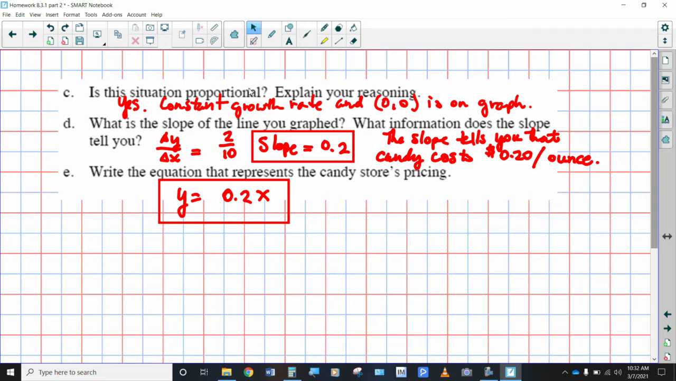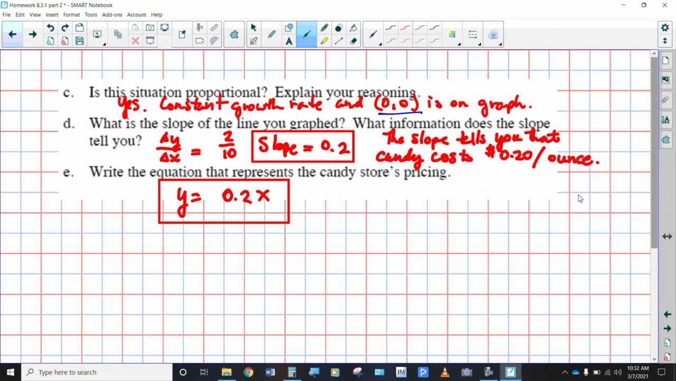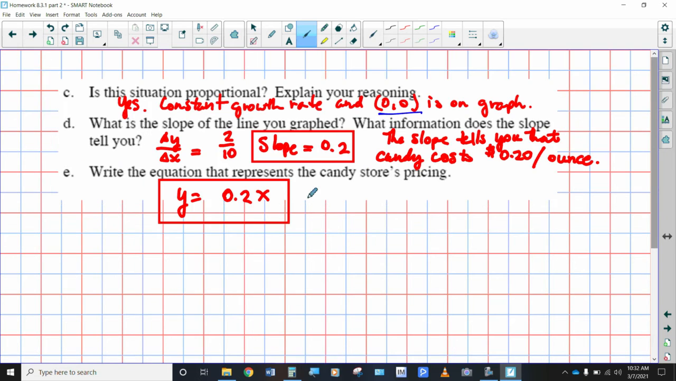Is this situation proportional? Explain your reasoning. Yes, it is definitely proportional because it goes through (0, 0), and it's a straight line on the graph. What is the slope of the line you graph? Well, the slope would end up being the unit rate, right? For every ounce that it increases, it's increasing by 20 cents. So that ends up being the slope.